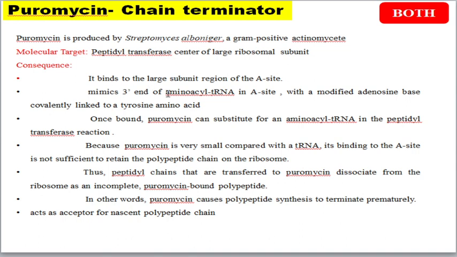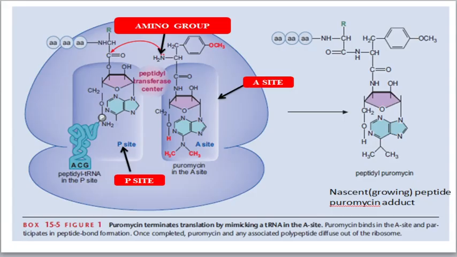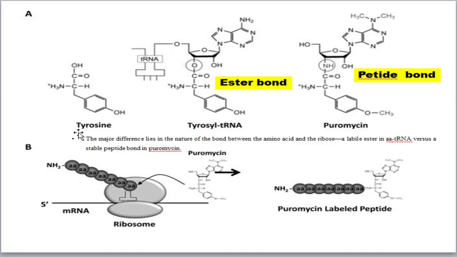So actually the real player is this amino acyl tRNA which is bringing the protein, but this puromycin is a fake form. It is a second copy of this amino acyl tRNA. This puromycin has a modified adenine base covalently linked to a tyrosine amino acid. So I'm just showing you a structure. This is the structure of tyrosine and this is the structure of puromycin. Here you can see almost all of the structure of tyrosine. Puromycin has the structure of tyrosine. These questions will definitely be asked, and this is your tyrosyl tRNA.